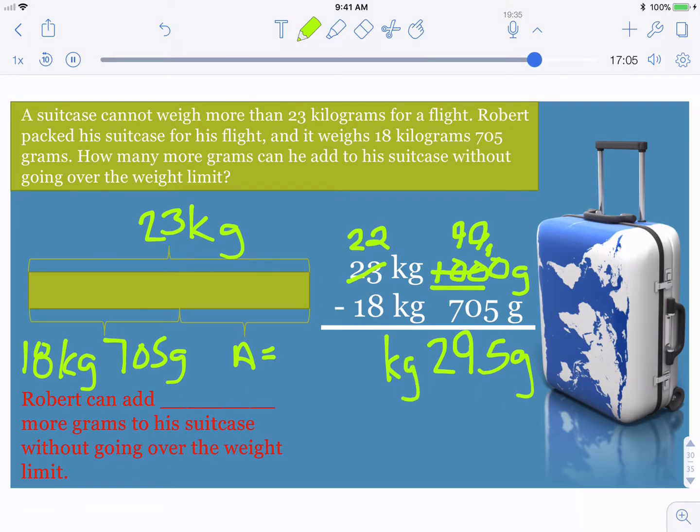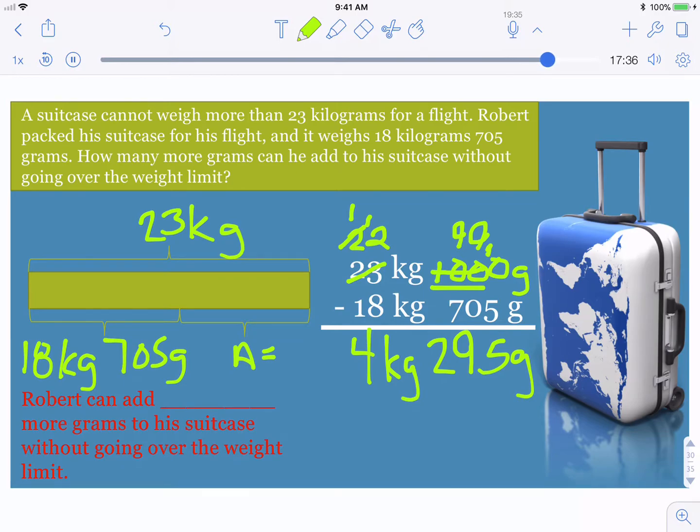22 minus 18. Can I do 2 minus 8? I cannot. So I have to borrow from the neighbor 1. What happens to the one I just borrowed? It goes in front of its neighbor. 12 minus 8 is 4. That leaves me with 4 kilograms, 295 grams. The question is, how many more grams can he add to a suitcase without going over the weight limit?